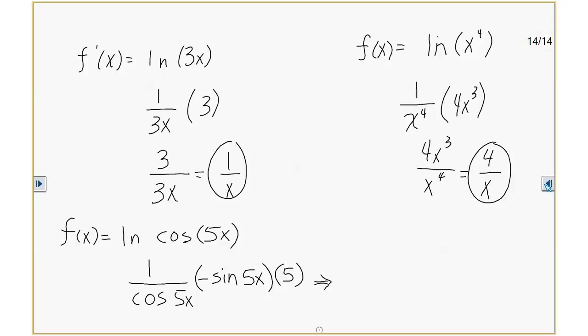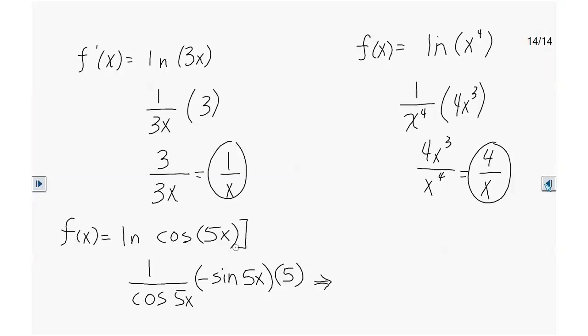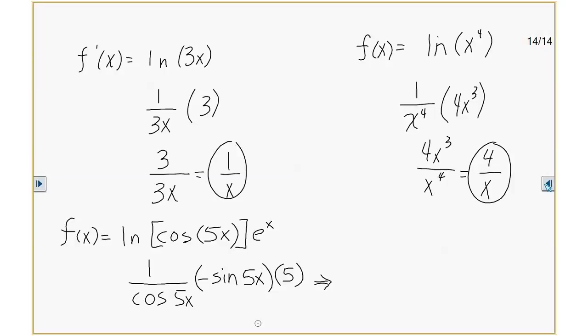Okay, restate that question because I couldn't understand. You don't use the product rule. This is not multiplied. This is cosine of something. If it was multiplied, it'd be something like cosine of 5x times e to the x. That would be multiplied.